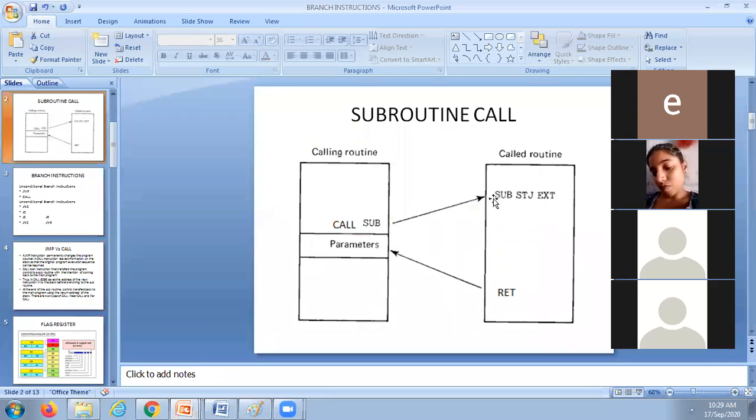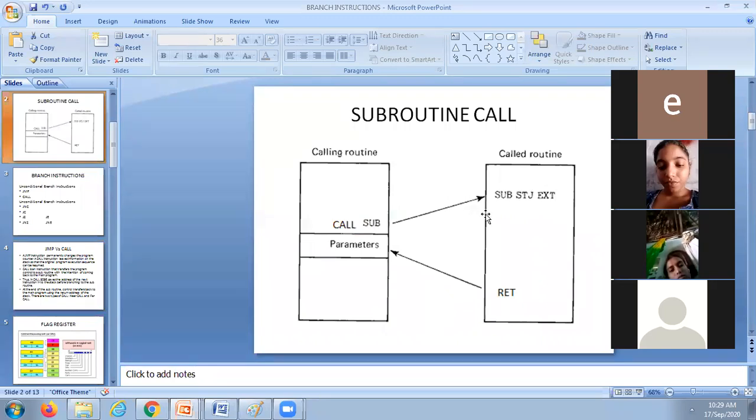I repeat once again, you should be very clear about this. When the control is transferred from the main program to the subroutine, the simple word is the status of the program, meaning all the register set of the processor. All the register set of the processor is nothing but the status of this program. That is to be transferred to the stack by using the push operation.